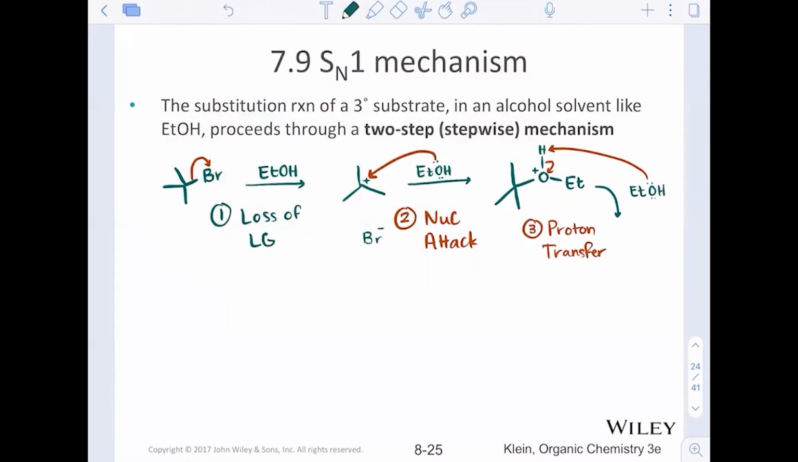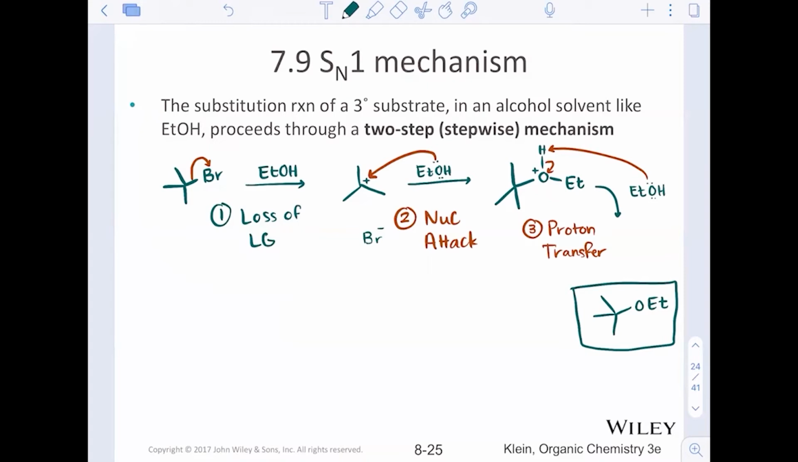Why we need to do this is so that our final product, our ether, is not protonated. This is our final substitution product. The entire mechanism is 3 steps. That last step is just a proton transfer to make sure that we clean up our final product. This is also called solvolysis because the solvent is acting as the nucleophile here.